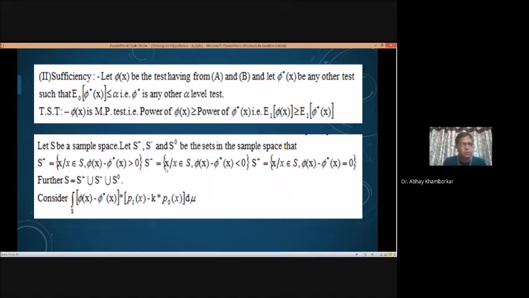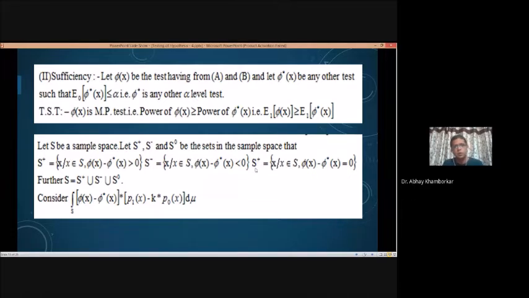S minus is defined such that all those sample values which of course belong to S such that phi of x minus phi star x is less than 0, right? So this is the second subset, and I think this should be S naught, huh? So someone should take a screenshot, huh? नहीं तो final notes में ये गलत आ जाएगा. This should be S naught.